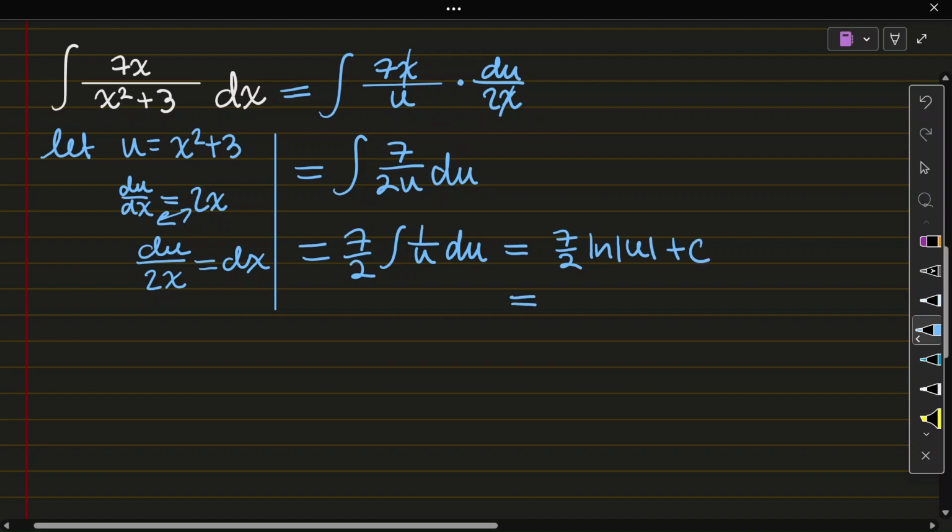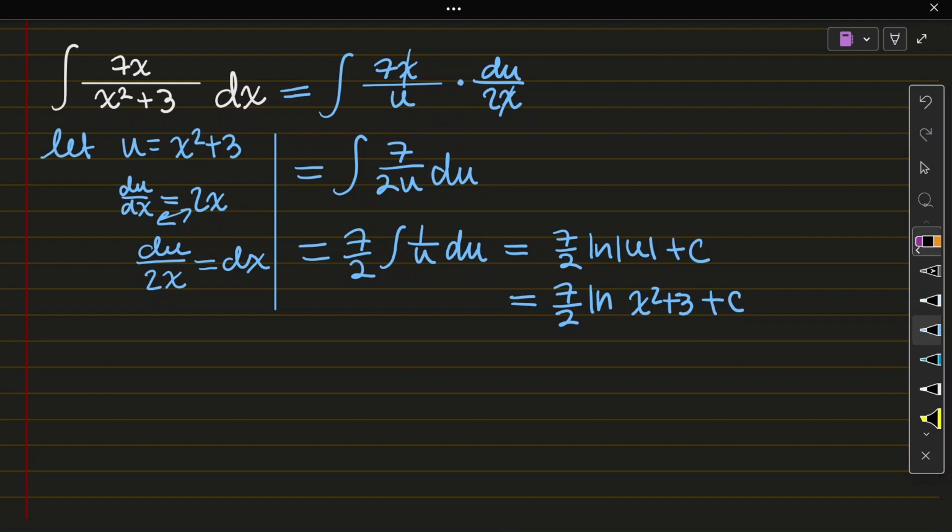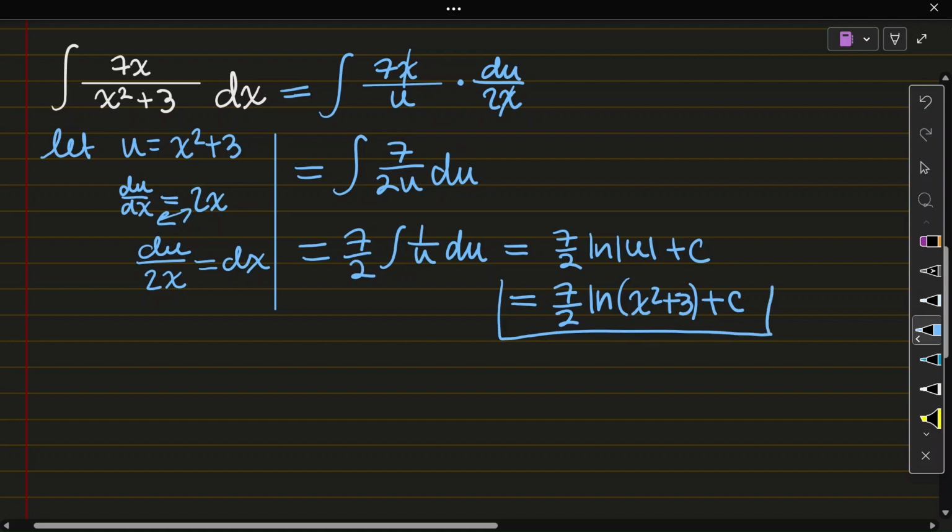Now I've got to remember to plug x back in, or rather x squared plus 3. So that's going to be 7/2 ln the absolute value of x squared plus 3 plus c. Now if I wanted to make things nice and pretty, I can get rid of this absolute value sign, because this x squared plus 3 is always greater than 0. So that would be like that. And this would be my final answer.